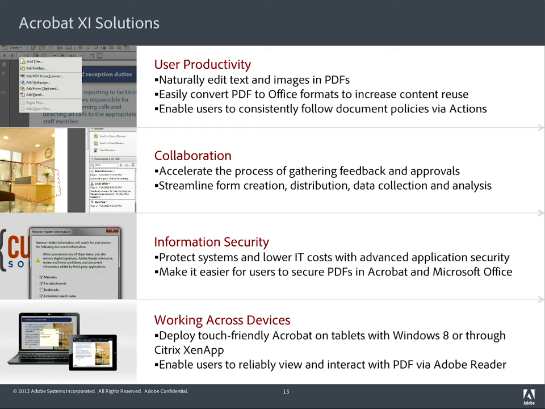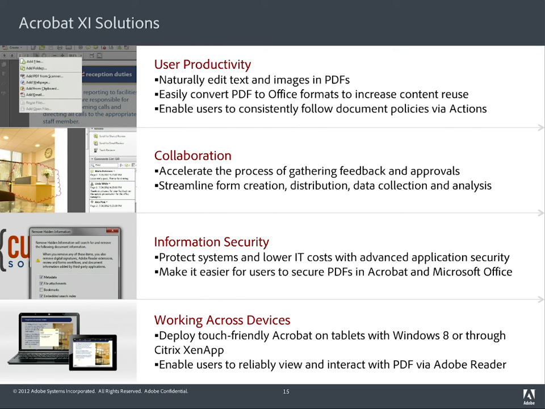And then from an information security standpoint, as we talked about, Acrobat 11 gives you the ability to protect your application and system with a lower IT cost because it's actually protected right inside the application. And then it's much easier for users to secure their PDF, so document level security in Acrobat and also in Office. So one of the things that they can do now within Office is when you create a PDF from your Office applications, there is a new checkbox there that allows you to protect the PDF right from within Office, so you don't have to open it up in Acrobat, then go in and protect it. You can do it right within Office. So just making things more productive for the user, quicker to get things done.